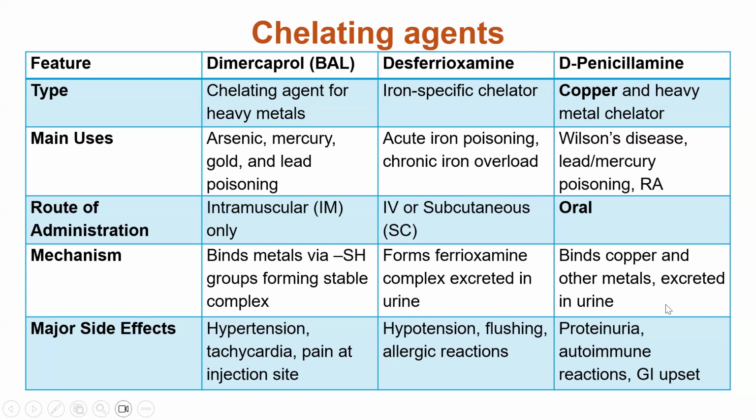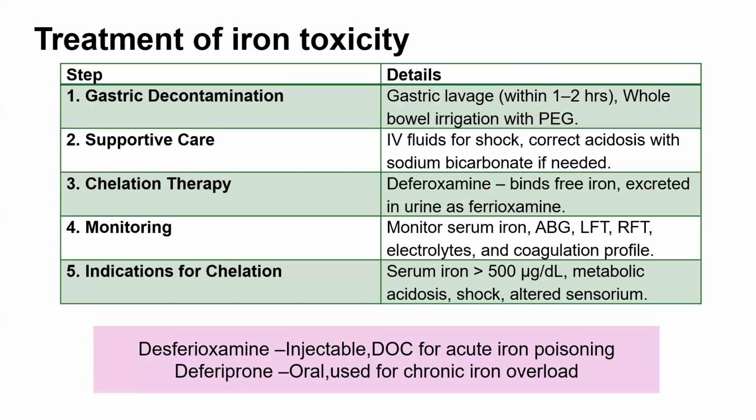It is difficult to remember specific adverse effects for all these agents. At least remember the mechanism and drug name. Once they have asked about treatment of iron toxicity, you have to write the whole procedure: first gastric lavage, supportive care, then chelation. Mainly the first line and drug of choice for acute iron poisoning is desferrioxamine. Deferiprone is used for chronic iron overload. Indication for chelation is mainly iron levels of more than 500 micrograms. That's all about treatment of iron toxicity.